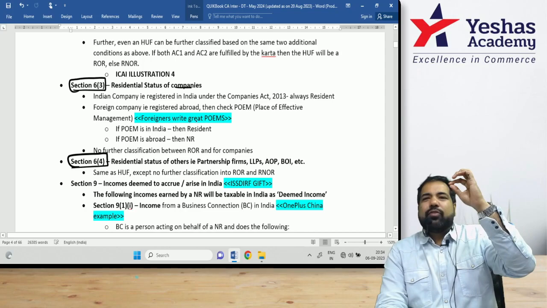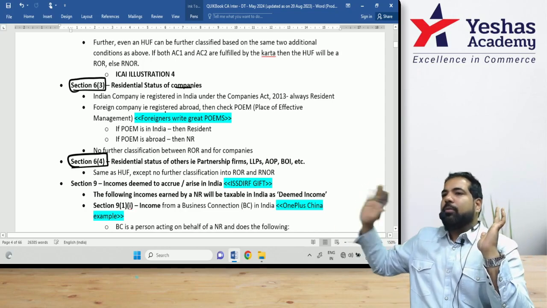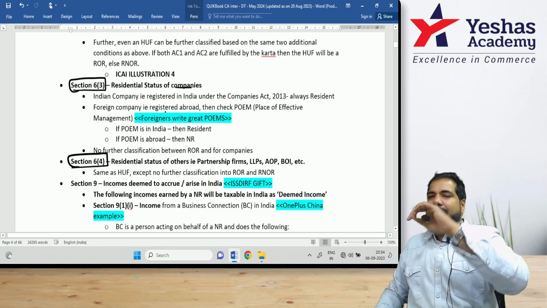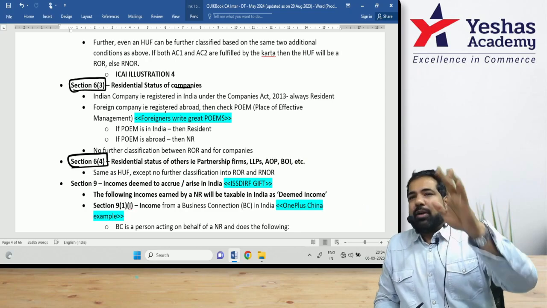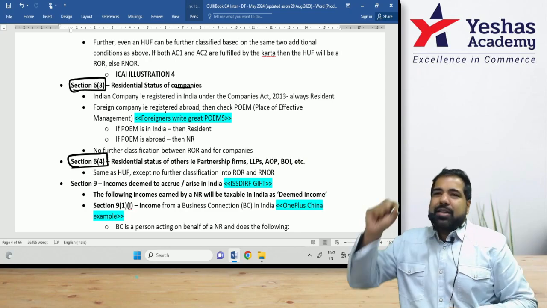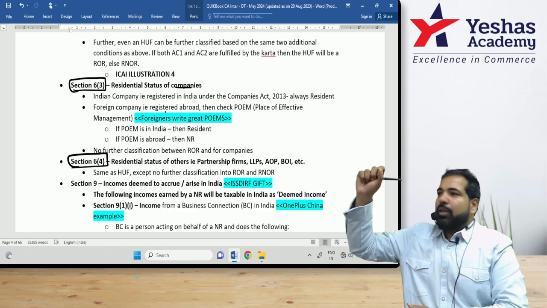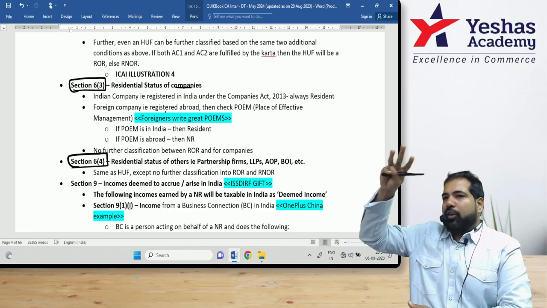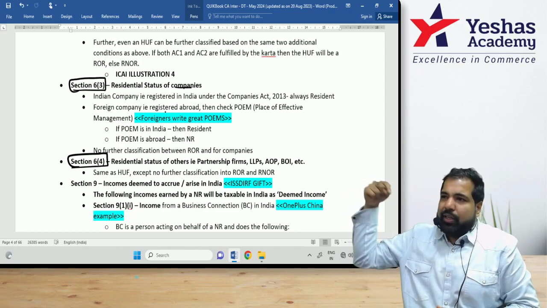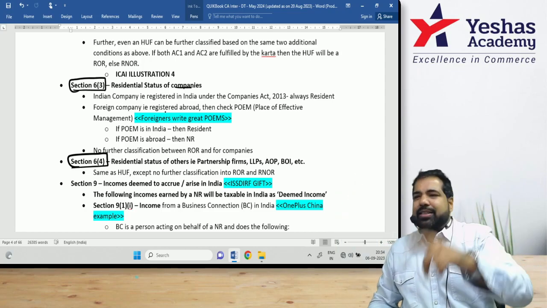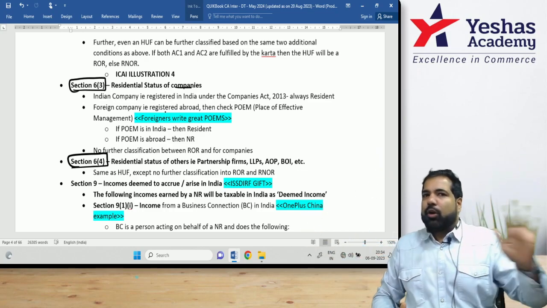We go to 6.3, which is what? Companies. Guys, companies is very simple. If it's an Indian company, automatically, what do you become? Resident. Always? Yes, always. So every company in India under the Companies Act is resident. But if you're a foreign company, generally what? Non-resident. But some foreign companies can be effectively managed from India. Their POEM, place of effective management. If by chance the foreign company's POEM is in India, then that one exception, it will be considered as resident.